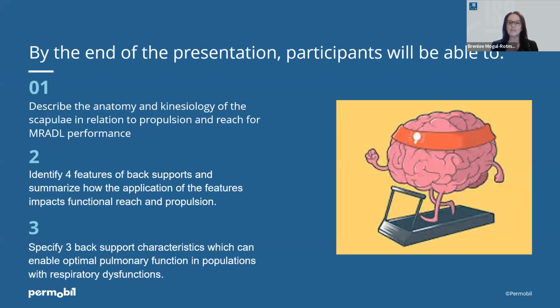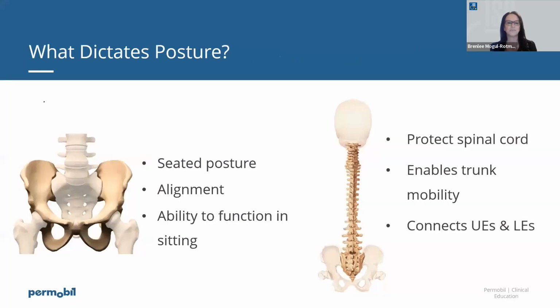The objectives for this presentation, as you know, because you signed up for them, are that we will describe the anatomy and kinesiology of the scapulae in relation to propulsion and reach for mobility-related ADL performance. We will ensure that you can identify 4 features of back supports and summarize how the clinical application of these features can impact both functional reach and propulsion. And we'll also make sure that you can specify 3 back support characteristics, which can help to enable optimal pulmonary function in populations with respiratory dysfunctions.